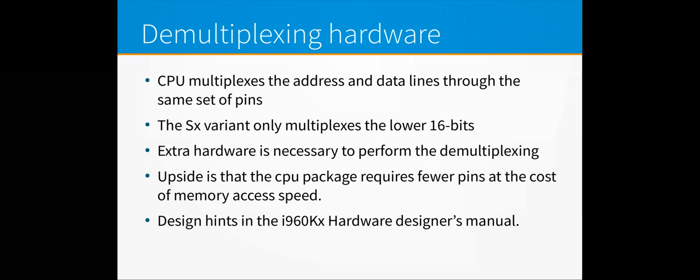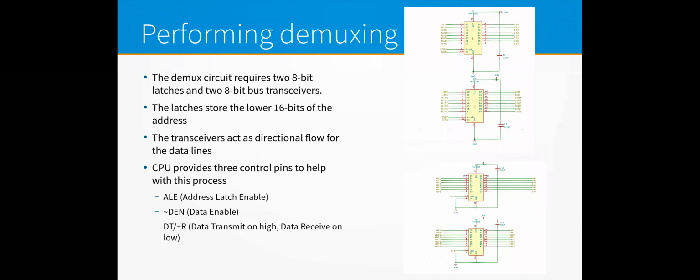And I finally bought a physical copy of the i960SxK hardware designer's manual, which is the full 32-bit bus version of the S series. So nearly everything applied. On the right here are the parts of my schematic that I had to use in order to demultiplex the signal.